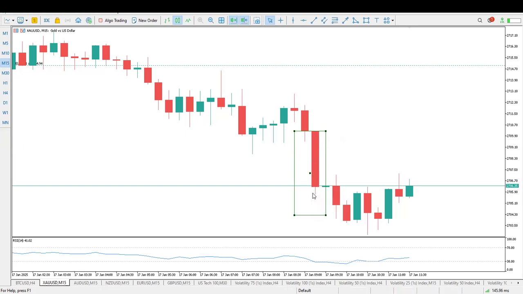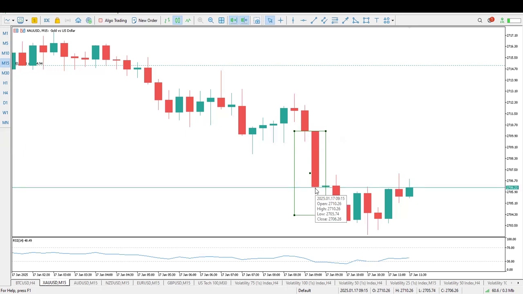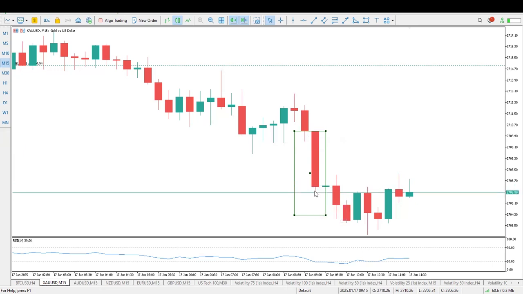Now, in Forex, this small thing here, this small thread, we don't call it thread in Forex. We call it wick. W-I-C-K. So this is the wick of a candle. Now, we have the same thing here, at the top and at the bottom. We have a wick here, and we have a wick here.